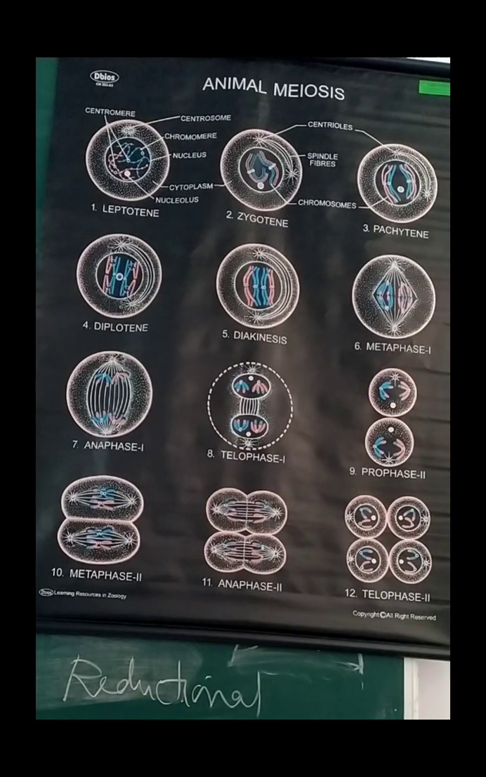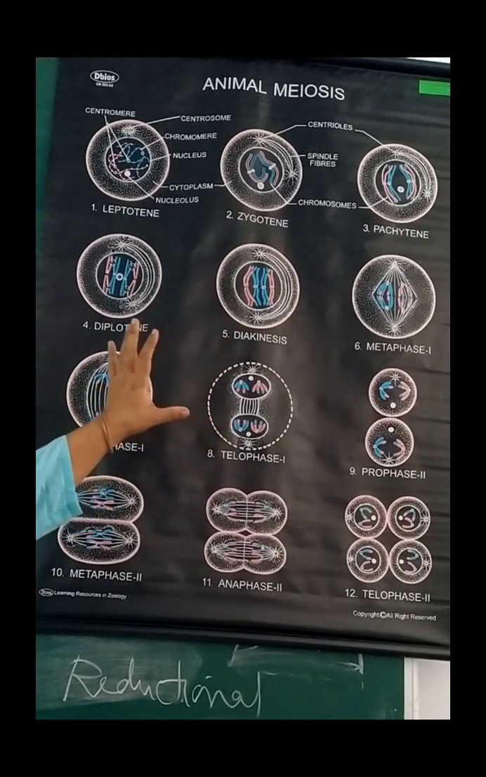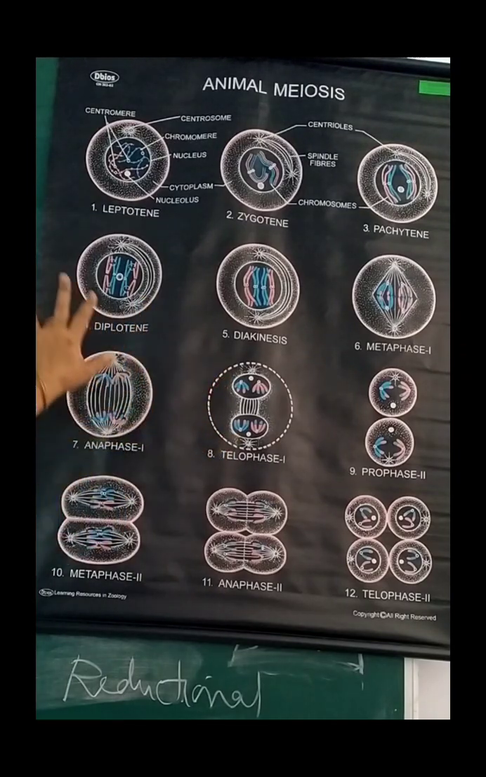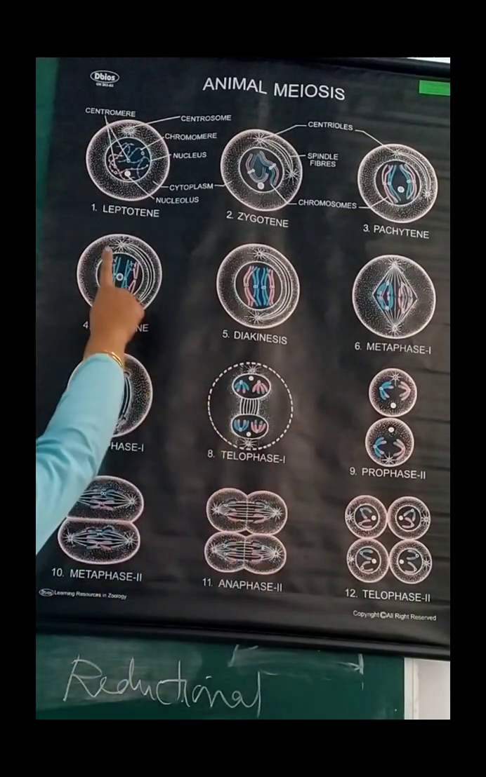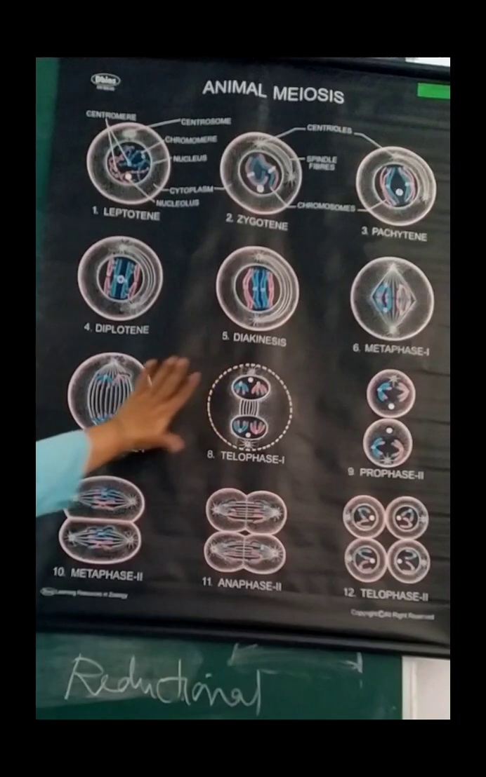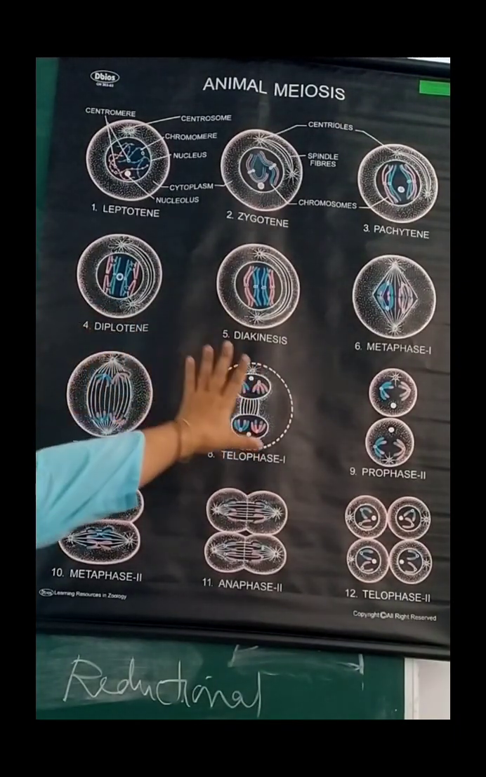Now meiosis 1 is a very long phase and it includes prophase, metaphase, anaphase and telophase, but prophase is of longer duration, and prophase again has 5 stages: leptotene, zygotene, pachytene, diplotene, diakinesis. So up to this is prophase 1. So it involves leptotene, zygotene, pachytene, diplotene and diakinesis.